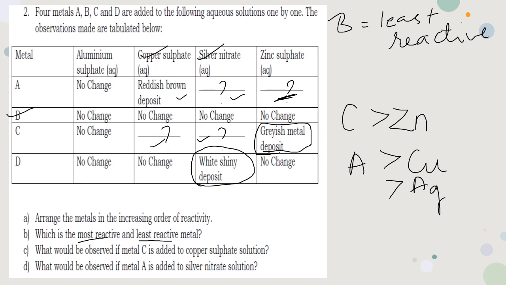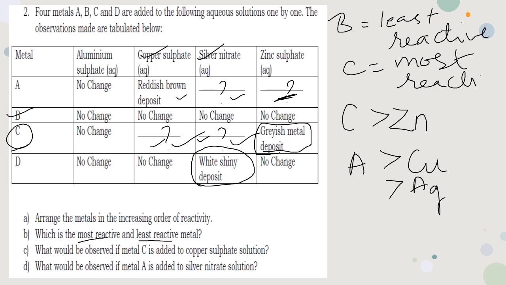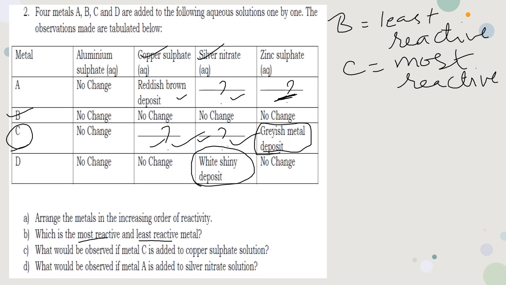Okay, so we have C. C is displacing 3 out of 4. So C is our most reactive. Okay, what's the next question? What would be observed if metal C is added to copper sulfate solution?